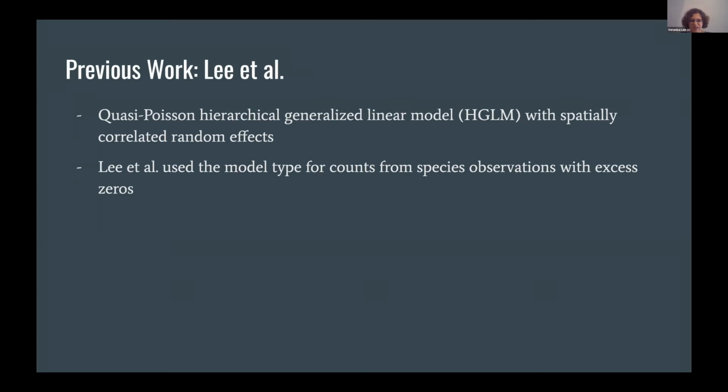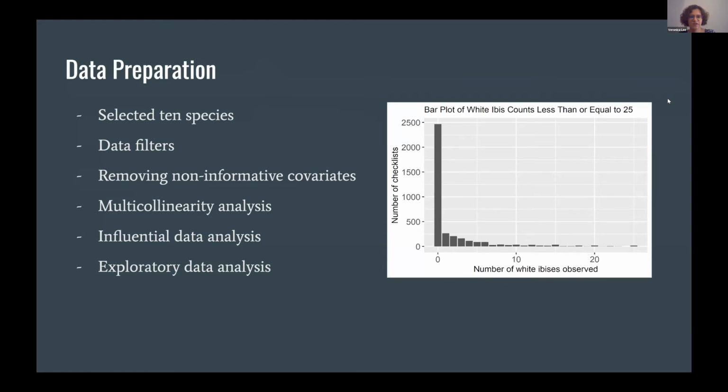So I'll be doing my analysis, merging techniques both from Johnston et al. and from Lee et al. to see how I can best model relative abundance data. Real quick, the data preparation. I selected 10 related species and I worked with each of their data sets separately. I applied the data filters as developed by Johnston et al., removed any non-informative covariates from my initial set, did multi-collinearity analysis, influential data analysis, and finally exploratory data analysis revealed that for all of our relative abundance data, we had an extremely severe right skew and a very large excess number of zero counts.